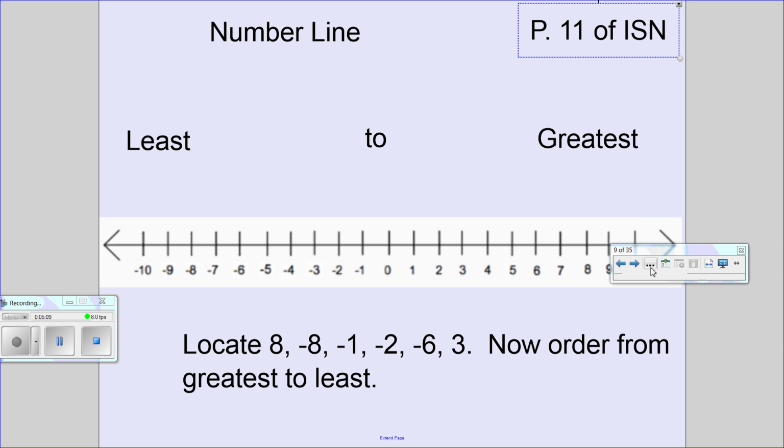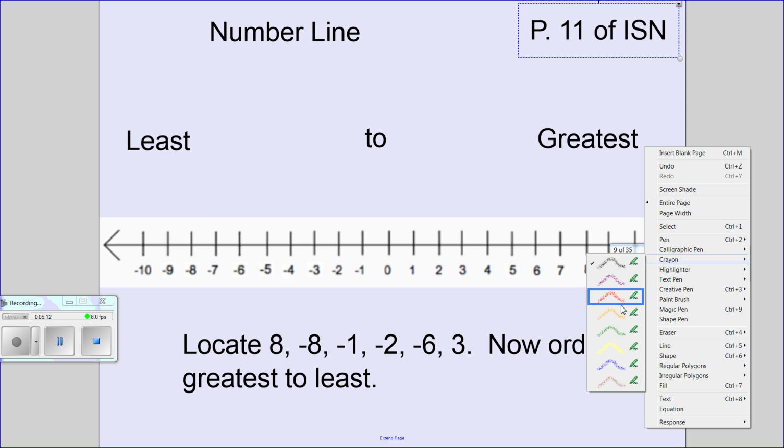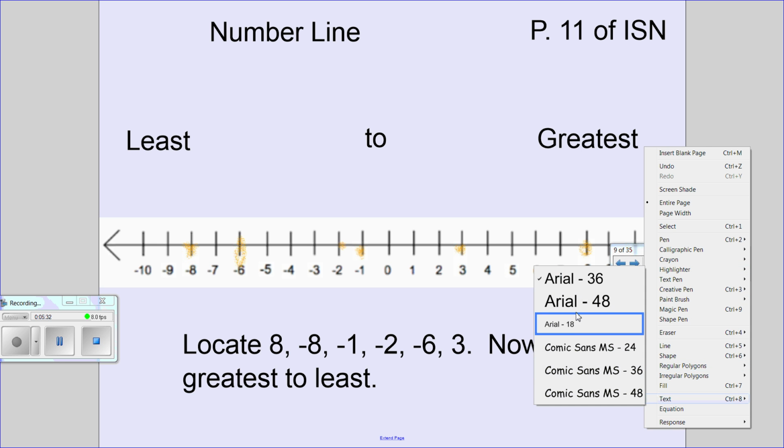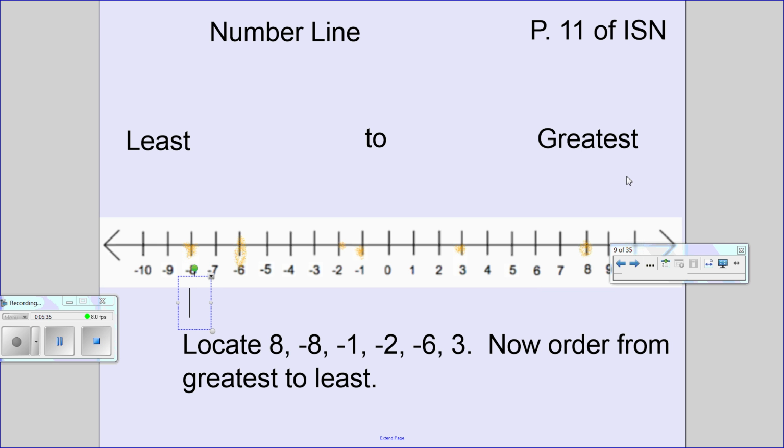Next one. Let's plot these. Let's use my crayon this time. I see -8. I see 8. I see -1. I see -2. I see -6. And I see 3. So I just plotted it. Now I'm going to put them from greatest to least. On the number line, the greater numbers are to the right. So the greatest number is 8, then 3, -1, -2, -6, and -8. From greatest to least.